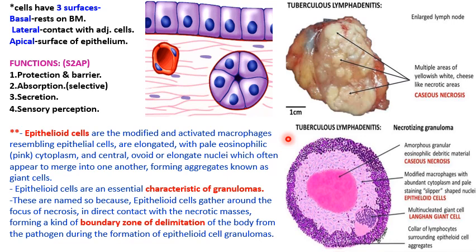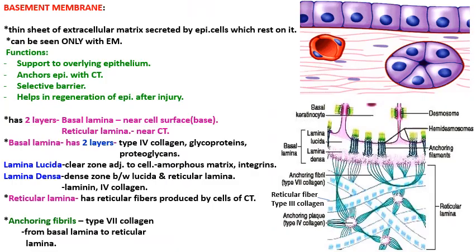They are single cells which are not present on a sheet of basement membrane. They are scattered. They are present surrounding, lining the caseous necrotic material, which is called a granuloma, preventing its spread. So what is the basement membrane? It is a thin sheet of extracellular matrix secreted by the epithelial cells which are resting on it.